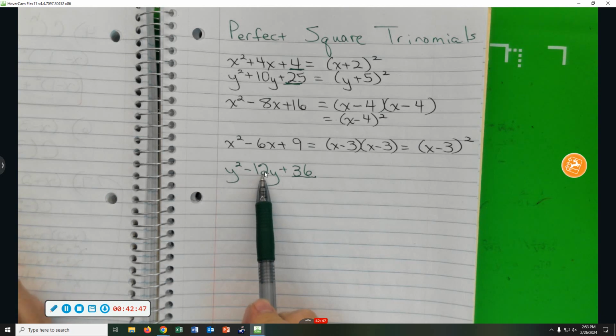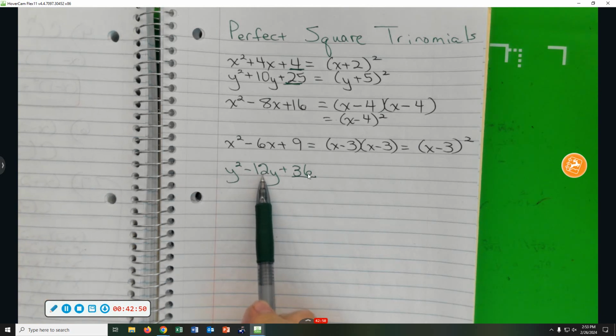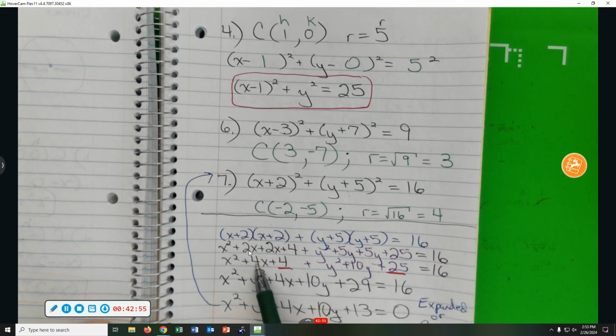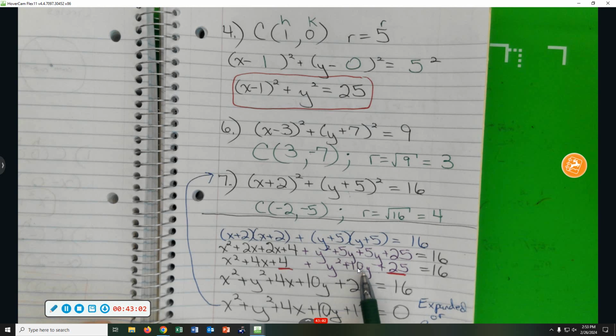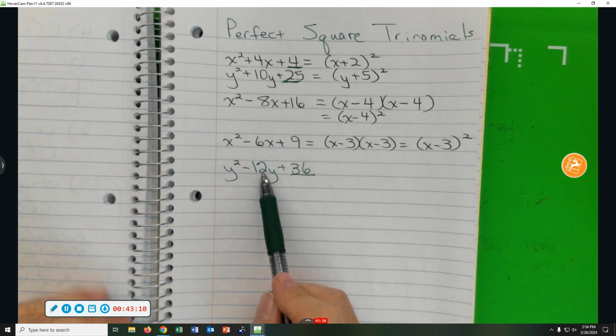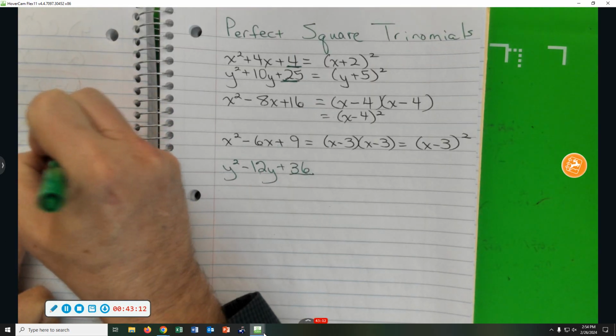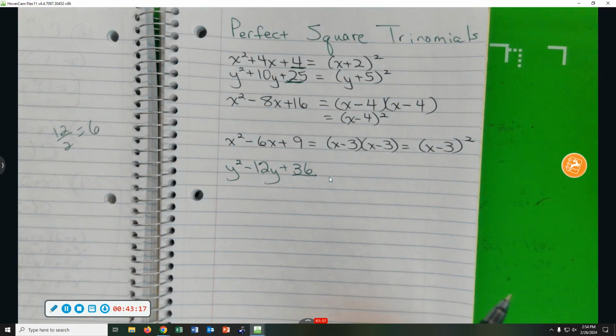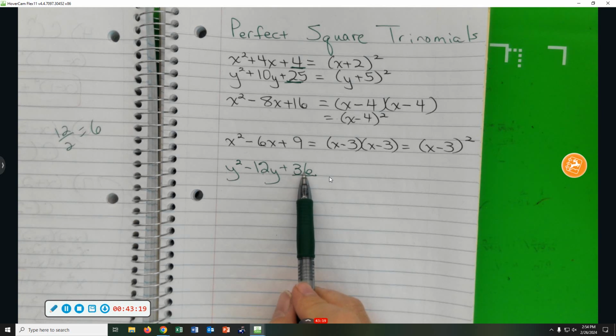Working with 12. Remember the way we were going through pulling out? We had a 4, but the expansion originally involved half of that, 2x and 2x. We ended here with a 10y, but the expansion involved a 5 and a 5. Correct? So you took half of 12. Here's what you're thinking. Half of 12 is 6. But then, what do we do to 6 to give us 36? Square it.